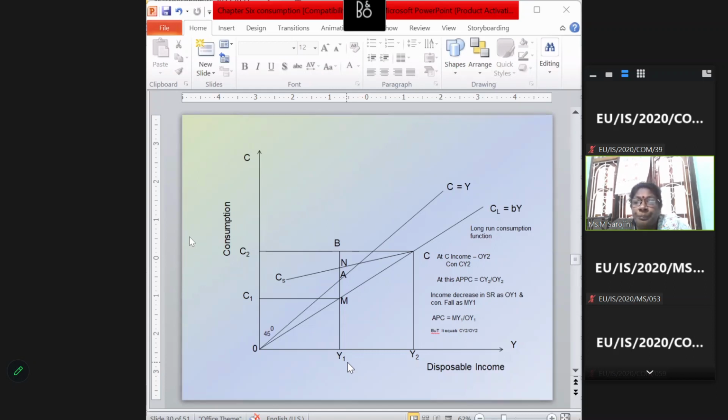And also, the long-term consumption function is given, that is CL equals bY. It indicates that a fall in income from Y2 to Y1 should have caused a decline in consumption by BM, whereas it decreased by only BN.